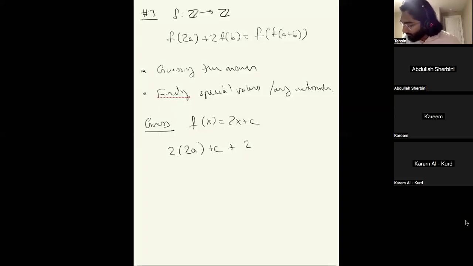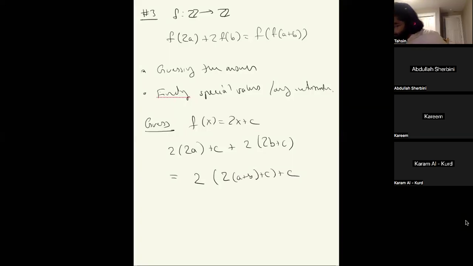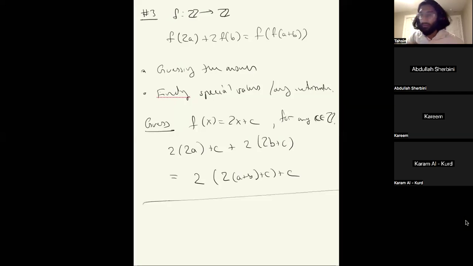2 times 2a plus c plus twice 2b plus c equals twice 2a plus b plus c, right? And it seems maybe anything can work. Yeah, so that's actually for any c. Great. So probably we hope that's all the solutions. So any other observations from here?